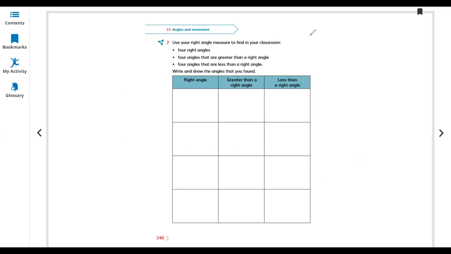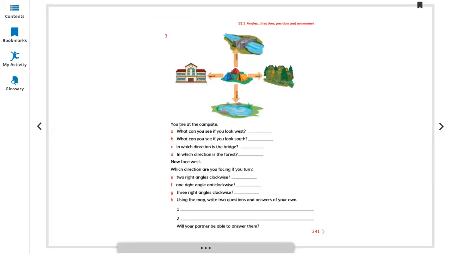So it's not necessary that you write or draw the same thing. You can write any other thing in your class, less than, equal to, or more than a right angle. You can draw or write the name, both are correct.